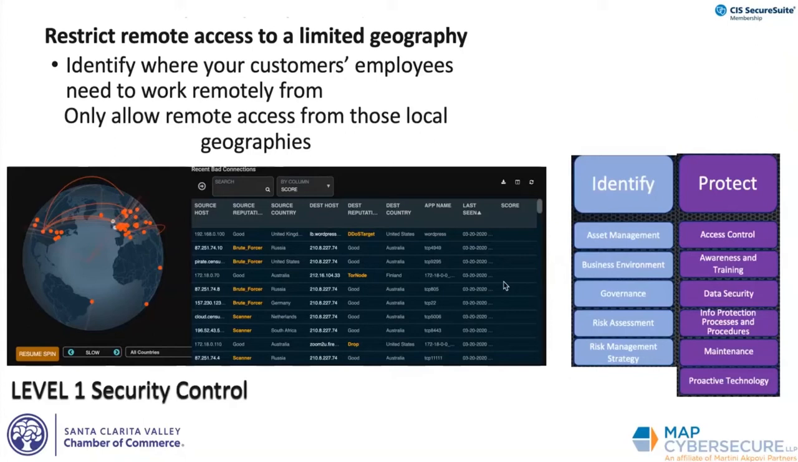And it's very logical, but it's also one of the security controls that we find is most commonly missed when we're conducting audits for companies. We find that everybody who has remote access can log in from anywhere in the world, and sure enough, there's some person in Russia that's trying to break in as we speak.